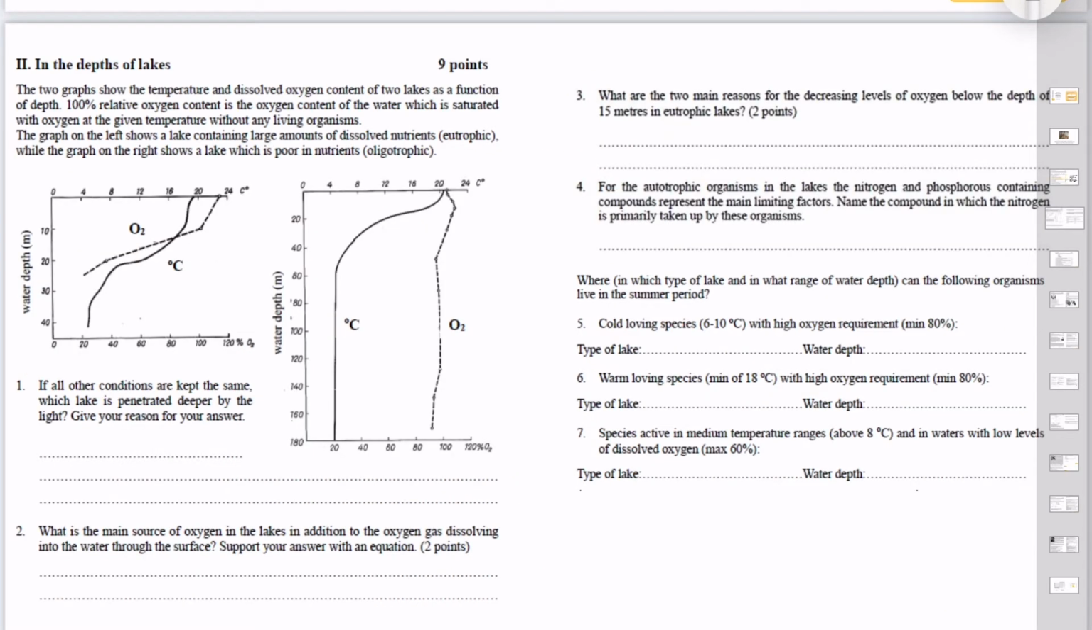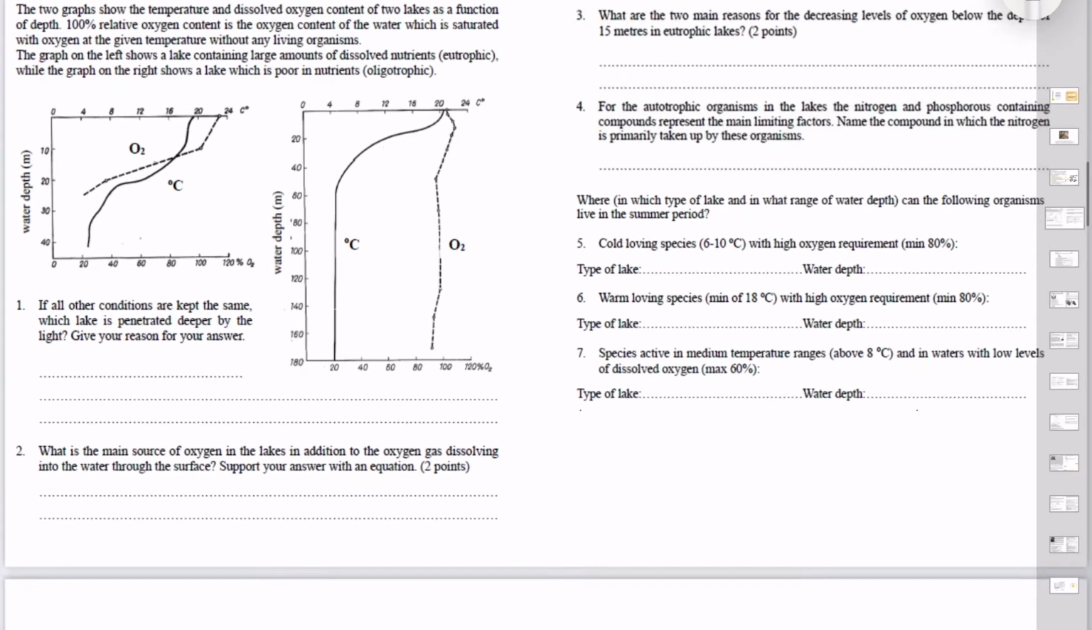Exercise 2 in the depth of lakes. The two graphs show the temperature and dissolved oxygen content of two lakes as a function of depth. 100% relative oxygen content is the oxygen content of the water, which is saturated with oxygen at the given temperature without any living organisms. The graph on the left shows a lake containing large amounts of dissolved nutrients, eutrophic, while the graph on the right shows a lake which is poor in nutrients, oligotrophic.